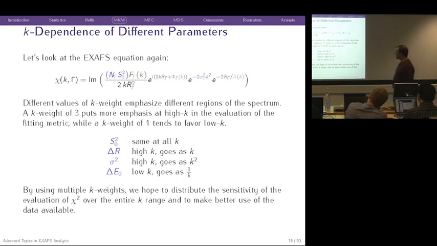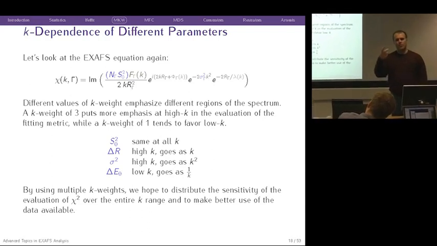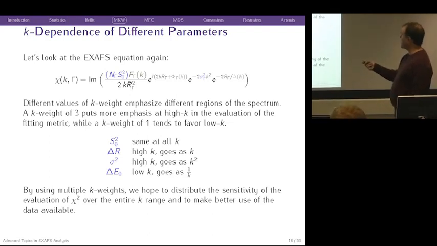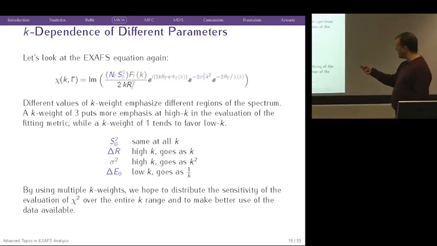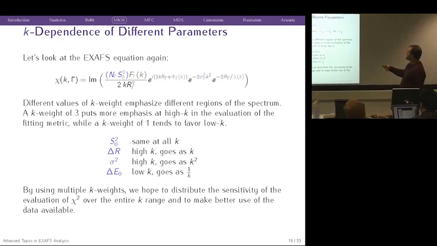If we look again at the XAFS equation, we notice that not all of the terms in blue have the same relationship with wave number as the other terms. For example, sigma squared is multiplied by k squared, whereas on the other hand, r is multiplied just by k. And if you work on the back of an envelope what a delta E means, delta E is more or less multiplied by 1 over k.